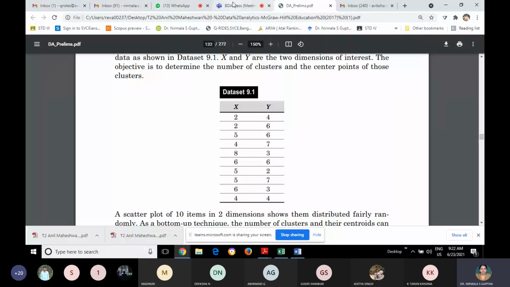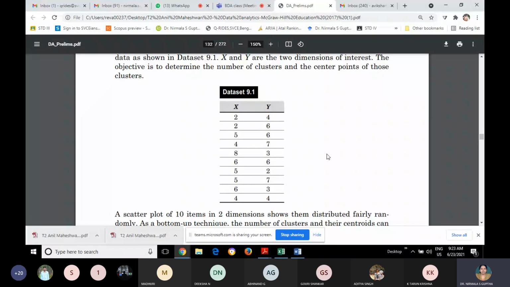2 is the minimum value. 2. What is the maximum value? 8. So let us make our own scale to plot these points as the pair of values, which is fairly, randomly distributed. Now our work is to apply the bottom-up technique, and we need to identify and determine the number of clusters and also the center points of those identified clusters. So that is our problem. We need to solve it.